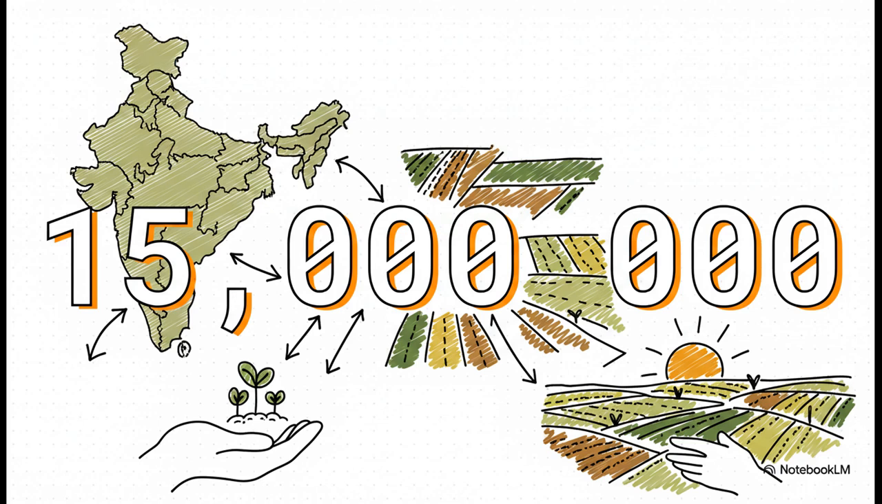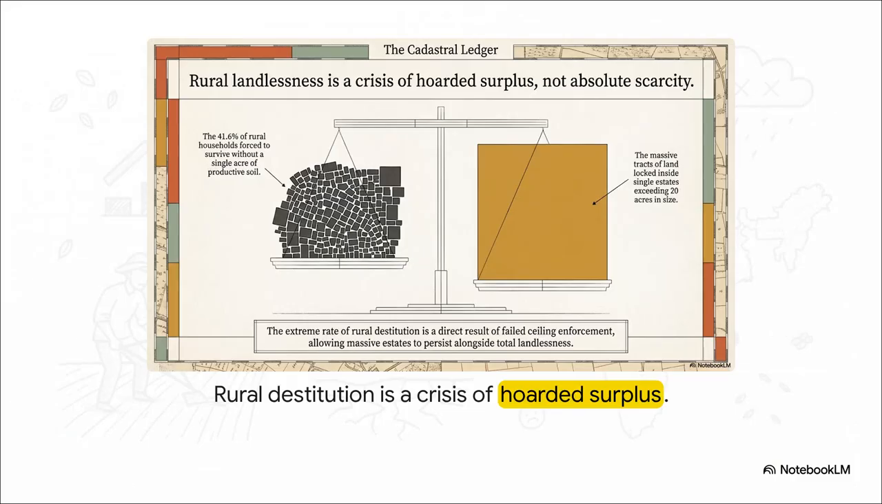To put that into perspective for a second, this single reserve is more than 3 times the total amount of land that has ever been redistributed under all historical land reform programs in the country combined. This brilliantly illustrates a really vital reality. Rural destitution is not an issue of absolute scarcity. There is land. It is entirely a crisis of hoarded surplus. We literally have 41% of rural households forced to survive without a single acre, weighed directly against massive single estates that exceed 20 acres in size.